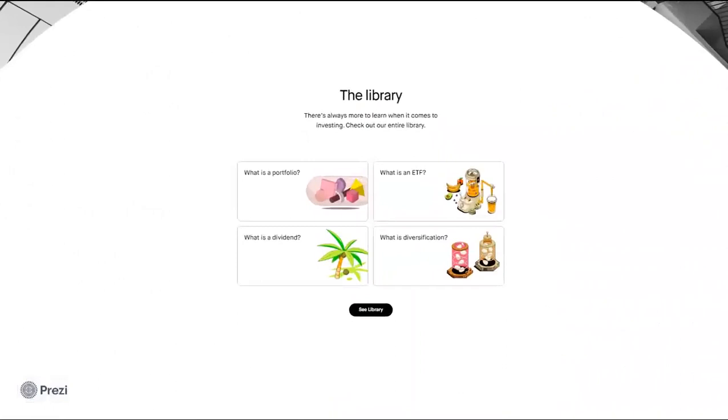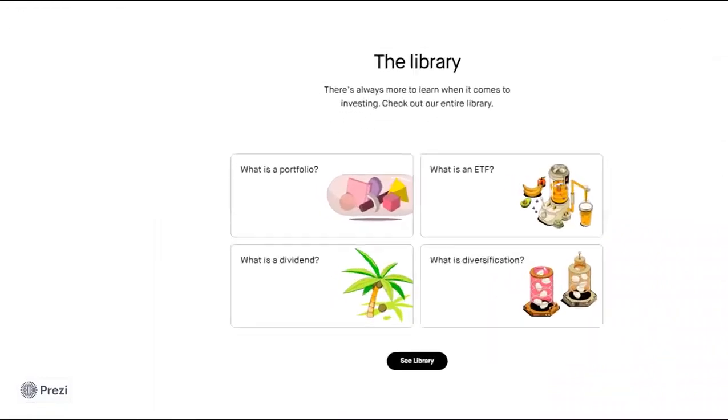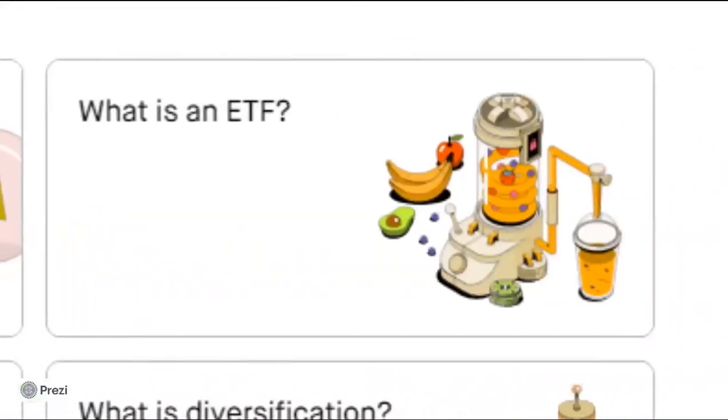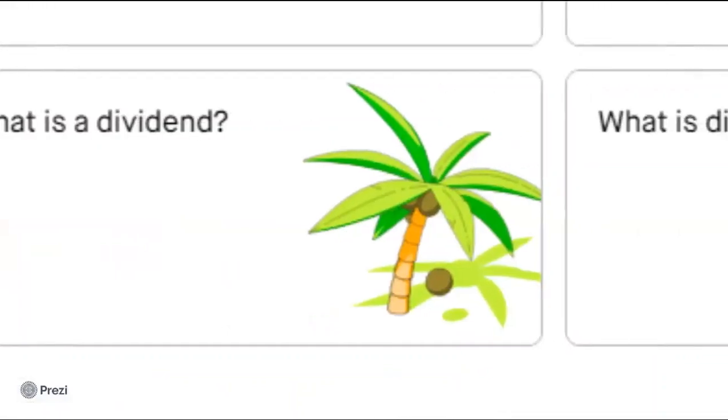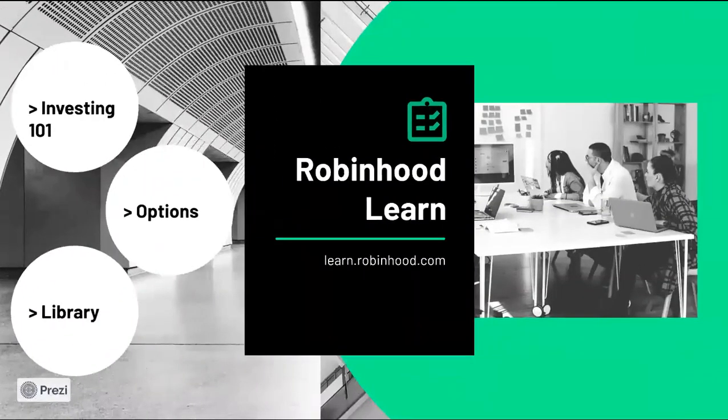Now let's go into the library to check out some key investing terms. A few key terms to know are portfolio, ETF, dividend, and diversification. And you can check out the whole library in Robinhood Learn as well.